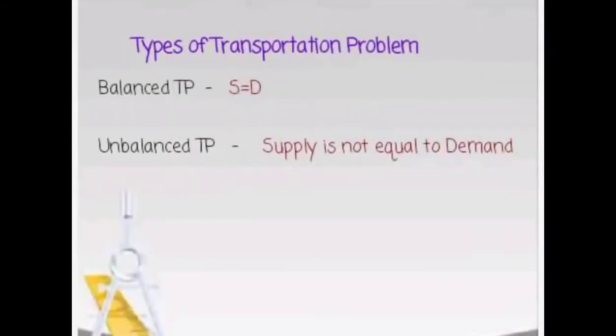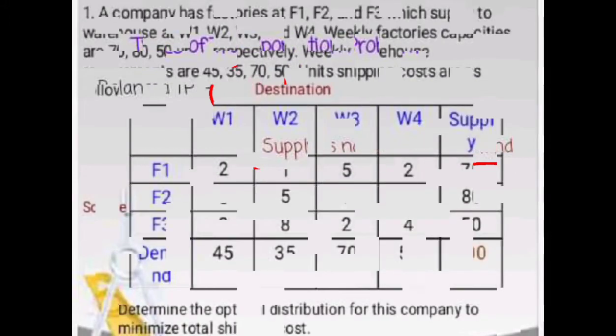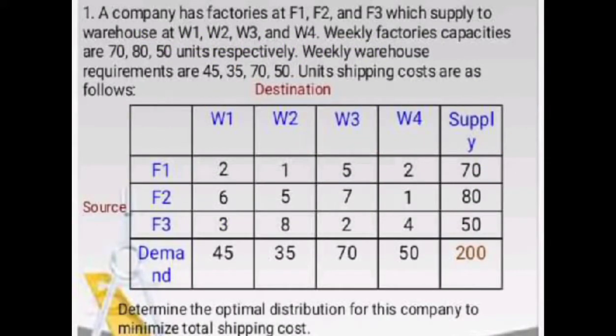There are two types of transportation problem: the balanced and the unbalanced. Balanced is when the supply is equal to the demand, while unbalanced is when the supply is not equal to the demand. To further understand, we have an example. Here is the example of a transportation problem.